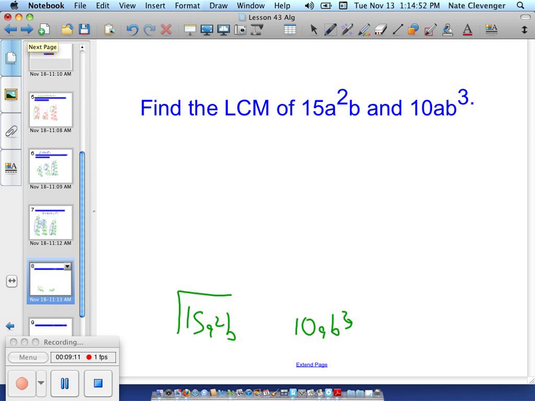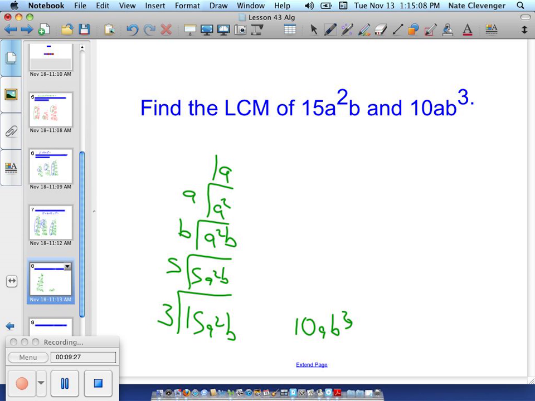Will 3 go into 15? Yes. And so I'll have an a squared b still. 5 goes into there, it gives me a 1a squared b. Then I can go b would be a squared, and a, and then I'm to 1. No, I didn't do that. I don't think it's necessary to do that, but I'm just showing you that it would work.